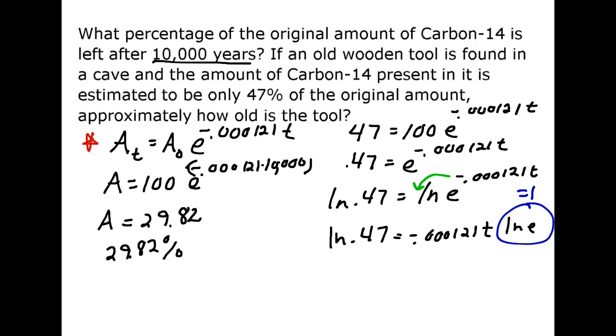So we'll divide by negative 0.000121 and find t. When you divide that in your calculator, you'll get 6,239.9 years.